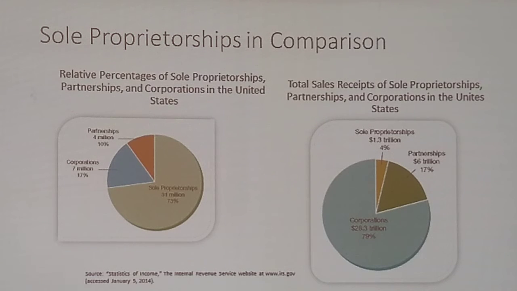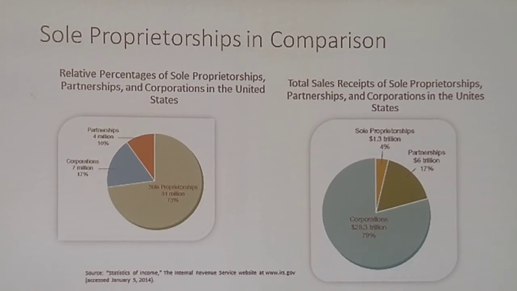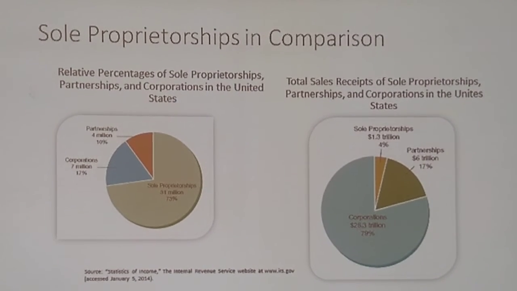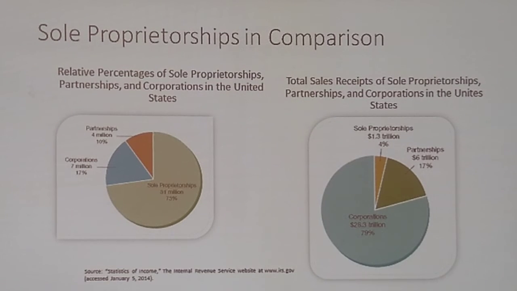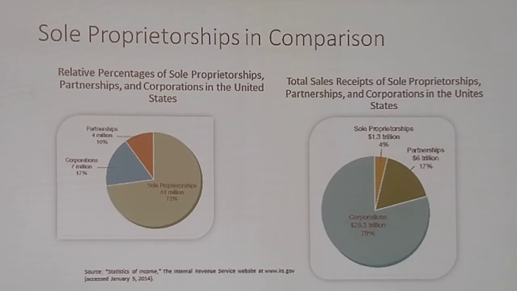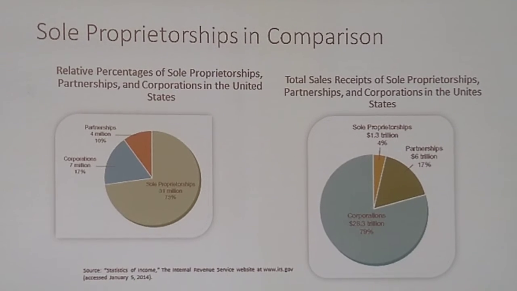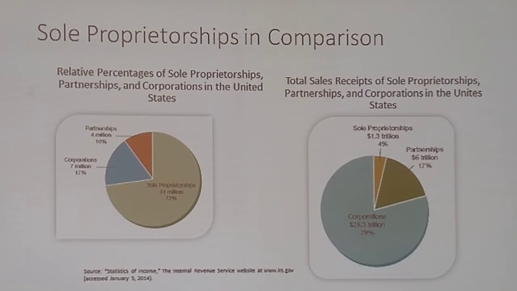All right, sole proprietorships in comparison. This is a graph showing that sole proprietorships, the first one on the left, show how many there are in the United States. They make up 73%, whereas the sales are very small. Corporations make up the majority of the sales. So even though the majority of the businesses are sole proprietorships, the majority of the money does not come from them. But hey, you got to start somewhere.